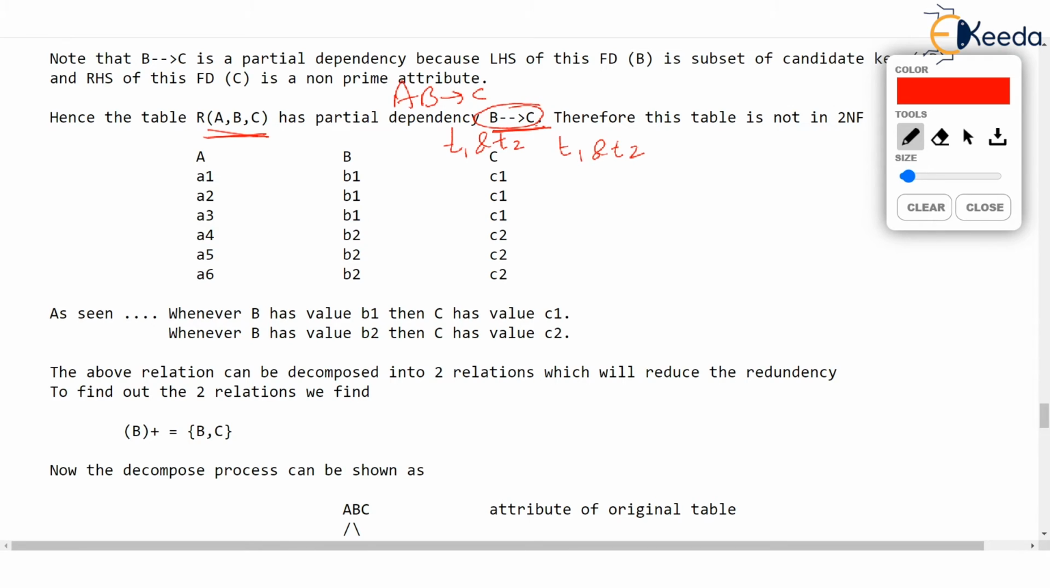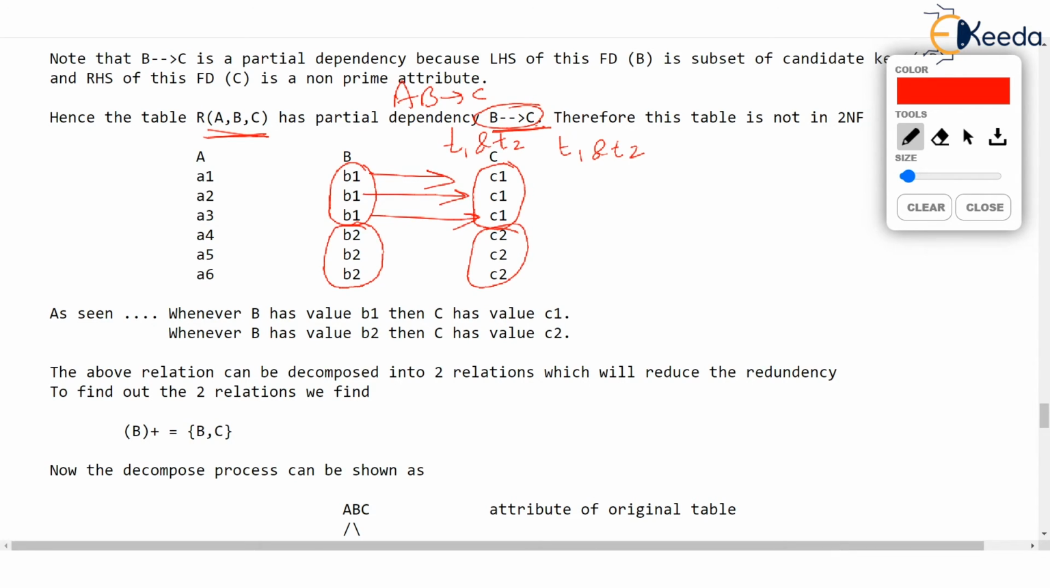Now you watch, in these three tuples, the value of B is the same, B1, B1, B1. Then the value of C has to be the same, isn't it? C1, C1, C1. And just check, in these three tuples the value of B is the same, B2, B2, B2, then the value of C has to be the same, that is C2. Don't you see bulk of redundancy over here?